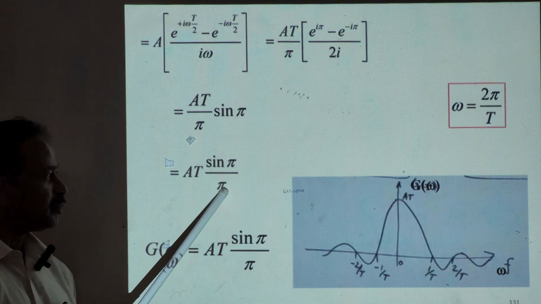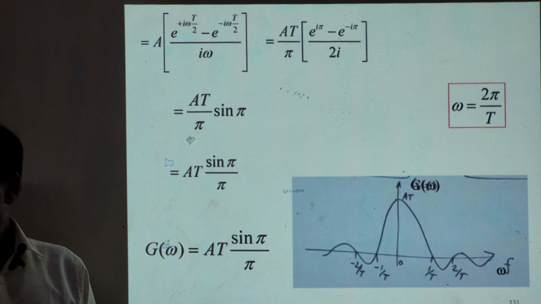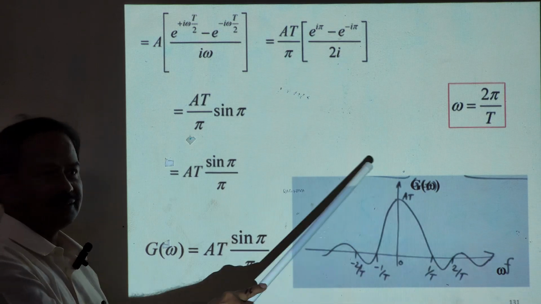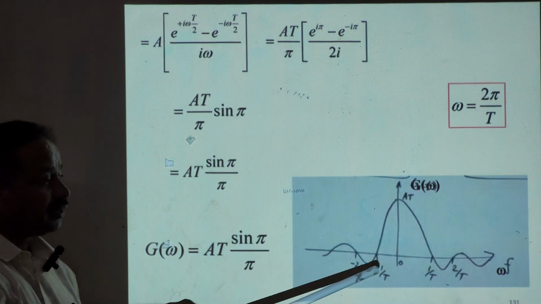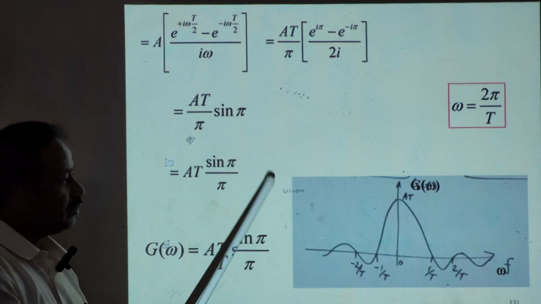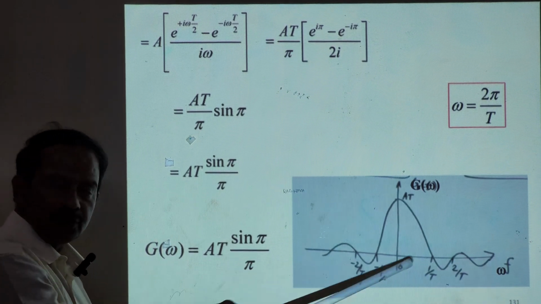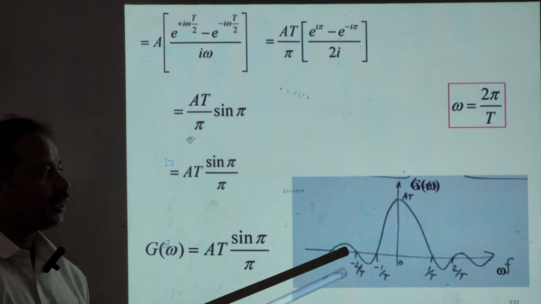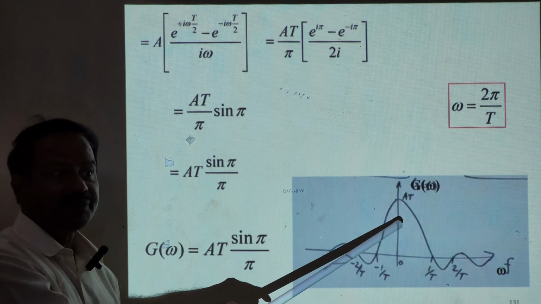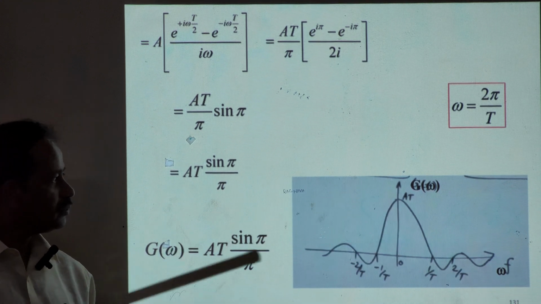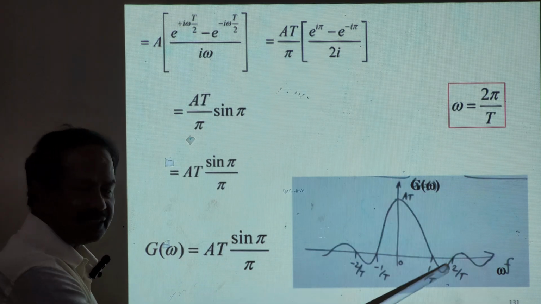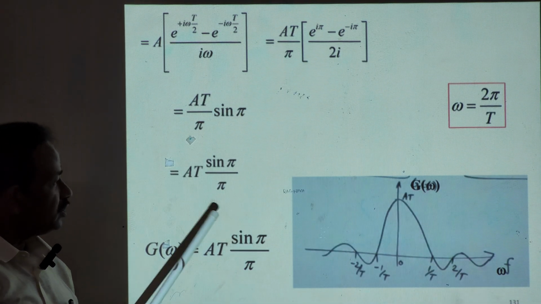The graph for sin pi by pi is nothing but this. So this is your sine curve, with a larger amplitude which exists only at the origin. So when omega tends to 0, only this will have a more significant impact. Elsewhere it is diminishing. So this is sin pi by pi, and this is the graph. So this is the answer.